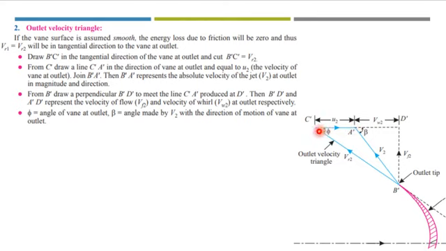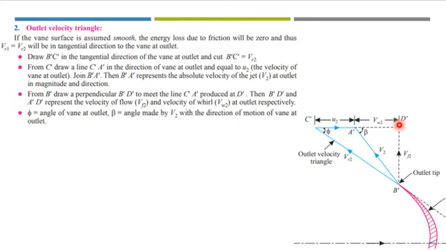And then after making this line B prime C prime equal to the magnitude of VR2, from this point C prime, you will draw a line C prime A prime in the direction of vane at outlet, and that should be equal to U2, which is the velocity of vane at outlet. Then you will join this point B prime with this A prime. Then this line A prime B prime will represent absolute velocity of jet at outlet, which is denoted as V2.